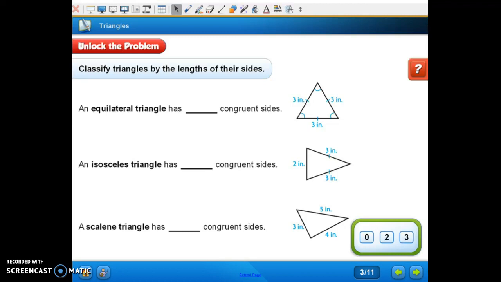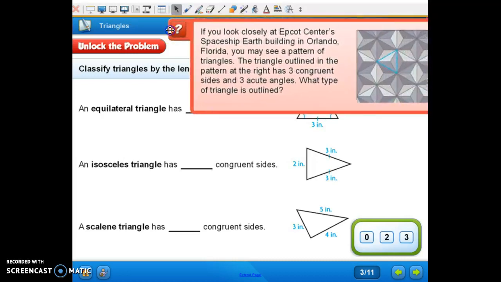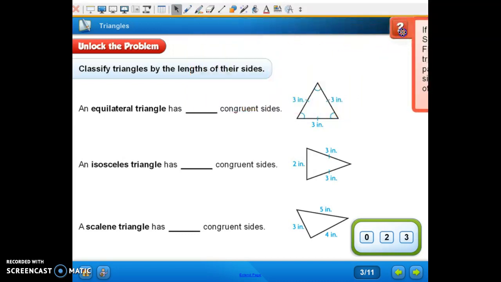Classify triangles by the lengths of their sides. If you look closely at the Epcot Center Spaceship Earth building in Orlando, Florida, on the Disney property, they have a big dome, and the top of it looks like that. You may see a pattern of triangles. The triangles outlined in the pattern at the right have 3 congruent sides and 3 acute angles. What type of triangle is outlined? What do you think? Isosceles. Okay.